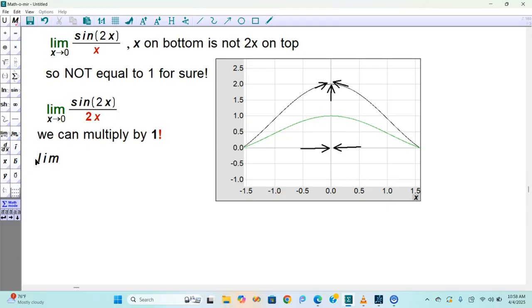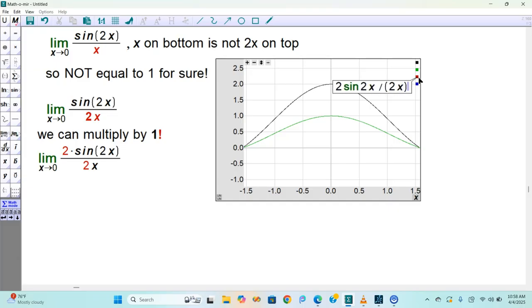You're going to do limit as x goes to 0, and you're going to put a 2 on top times sine of 2x, and then the bottom you're going to have 2x, like that. So there's a 2 here, and there's a 2 here. Why is this different? Take a look, graph it here, the red graph. 2 sine of 2x divided by 2x. You see how now the red curve and the black curve, you can't even tell them apart. They overlap.